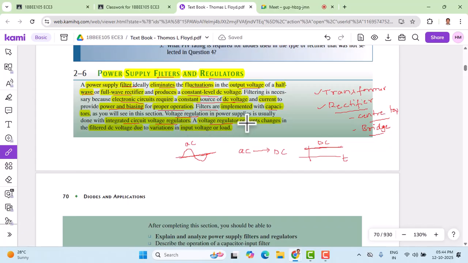A voltage regulator prevents any changes in the filtered DC voltage. Sometimes the input voltage may change, there are variations in the input voltage, or sometimes the load can change. Load can be any type, either zero load or higher load. RL can change, or the input voltage can change. For all these things, the regulator provides a constant output voltage. We'll see that in a short while, how our regulator works and how it can provide a constant output voltage irrespective of input voltage change and the load resistor.